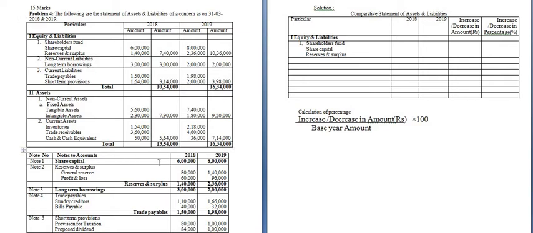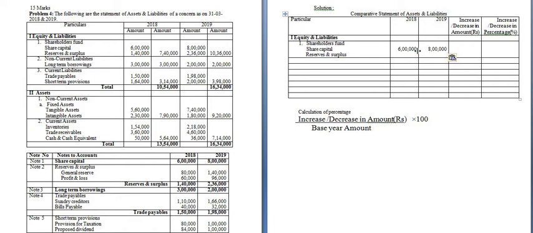1. Here you can see that share capital for 2018 is 6 lakh and for 2019 it is 8 lakh. Okay. So share capital for 2018 is 6 lakh. So right here in amount column, in front of share capital, rupees 6 lakh. Okay. And what about the amount of 2019? It is 8 lakh. Okay. So take in 2019, 8 lakh.